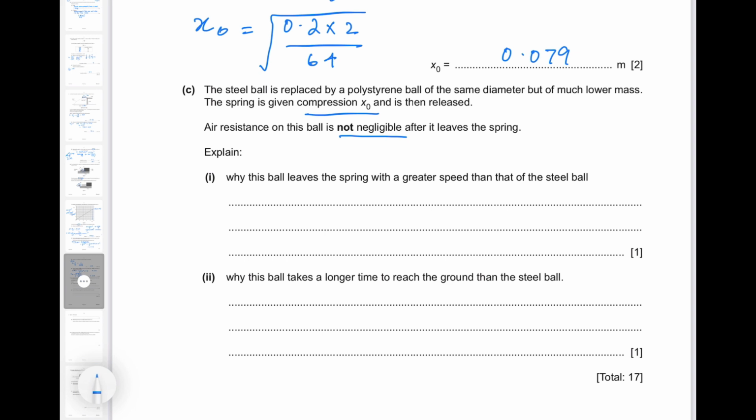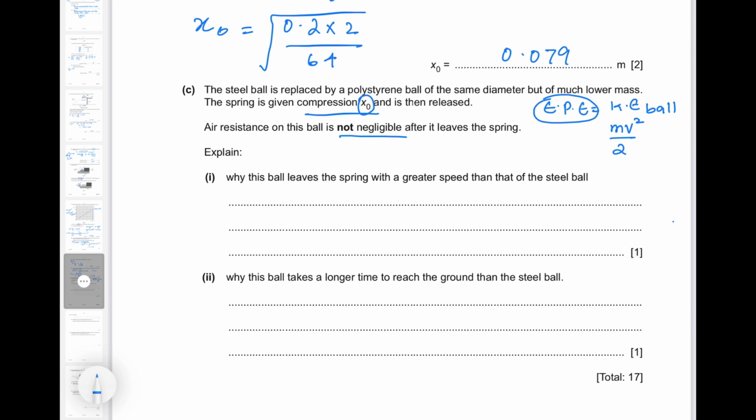So again, keep in mind that you would have total conservation of energy. So elastic potential energy of the spring would be converted to kinetic energy of the ball. Elastic potential energy remains the same because you would have the same compression and the same spring, which means the same spring constant. So this would remain the same.